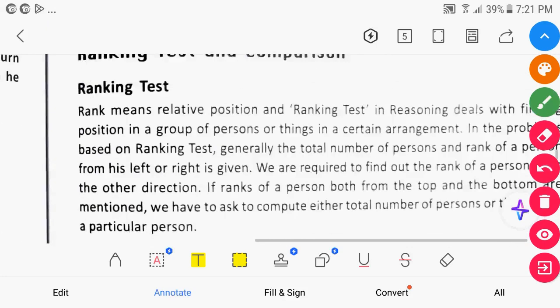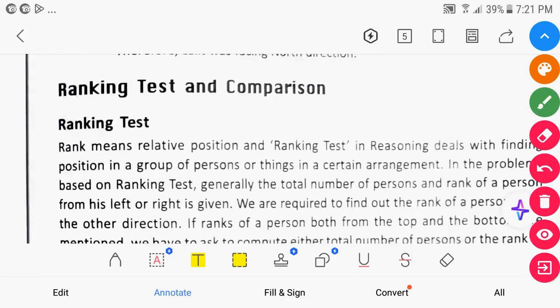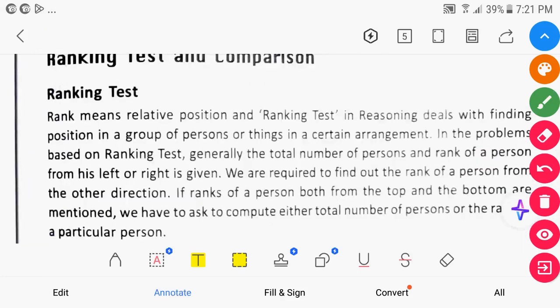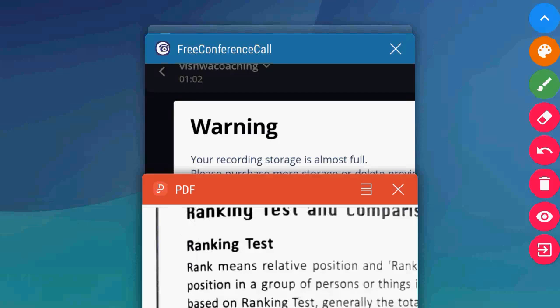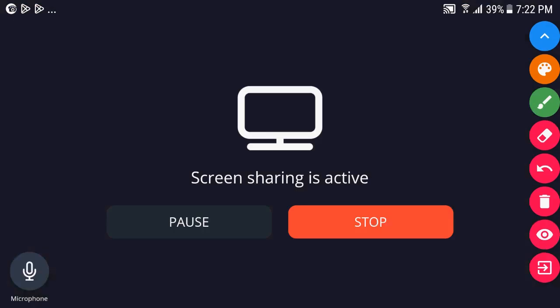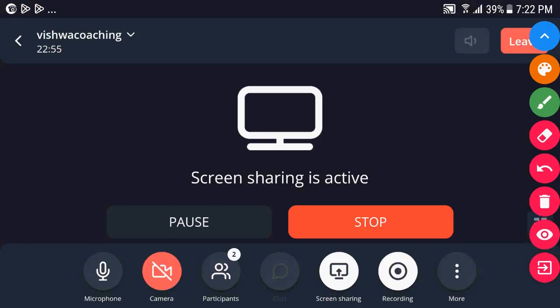The other patterns are there like ranking test and comparison and all that, which we will take in the next class. Till then you practice the reasoning and aptitude session from the solved problems, and we will continue in the next class.